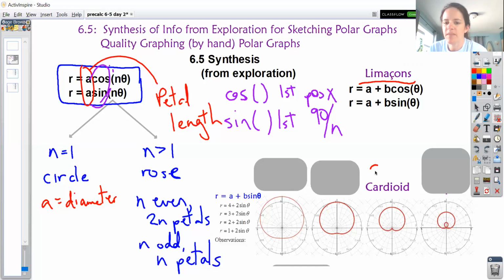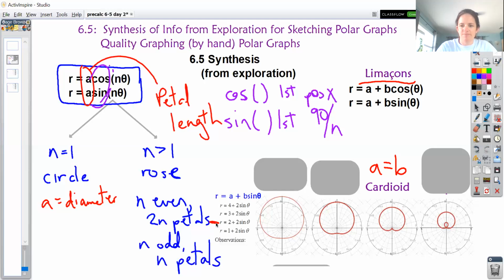When A equals B, as in the case of 2 plus 2 sine theta, r equals 2 plus 2 sine theta, then we end up with this little shape that if you turned it upside down, it would look like a heart. And the prefix for anything related with the heart is cardi or cardio. So this is a cardioid.